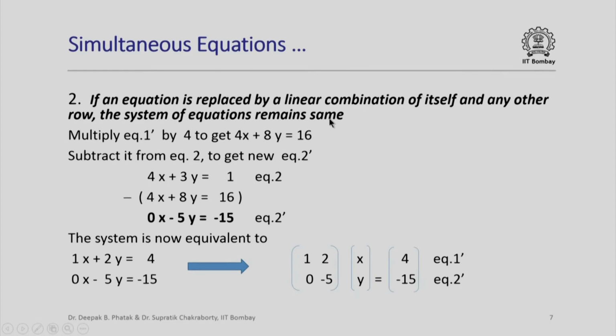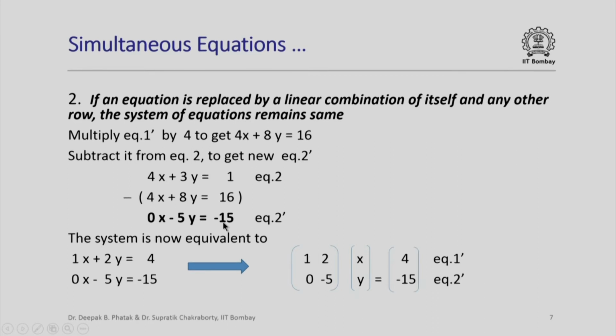In terms of practical usage, we can multiply equation 1 prime by 4 to get 4x plus 8y equal to 16. And now we subtract it from equation 2 to get a new equation 2 prime. Let us look at this operation. Equation 2 was originally 4x plus 3y equal to 1. After multiplying equation 1 prime by 4, we had got 4x plus 8y equal to 16, which we subtract from equation 2 and get a new equation 2 prime, which happens to be 0x minus 5y equal to minus 15.